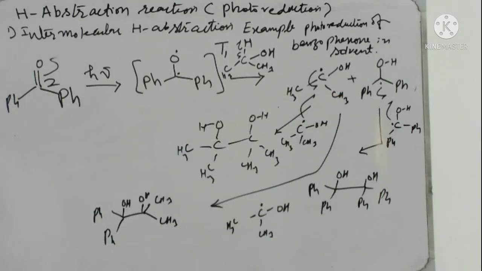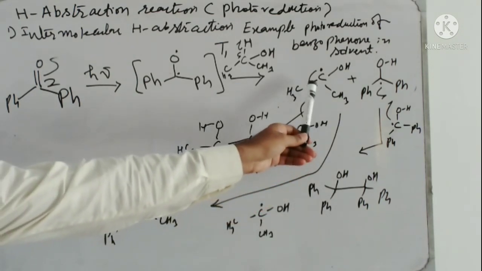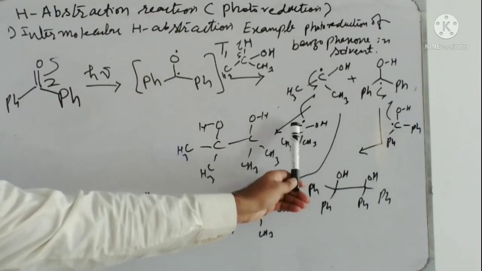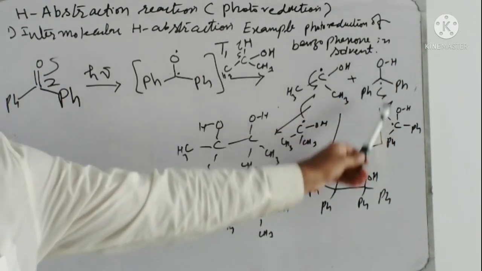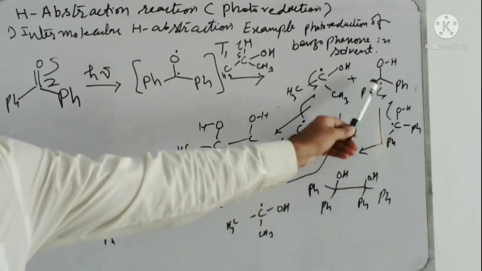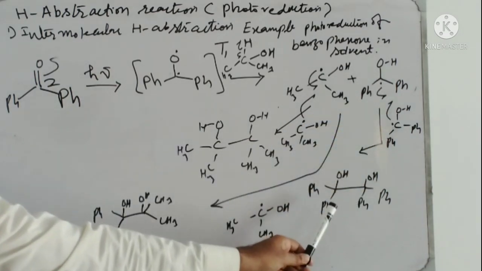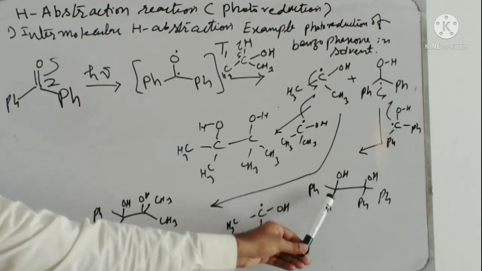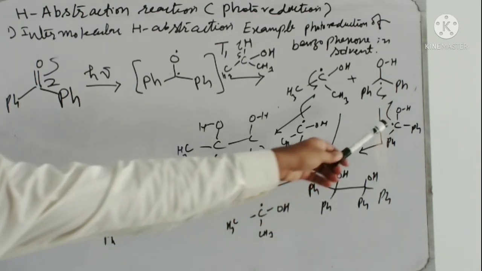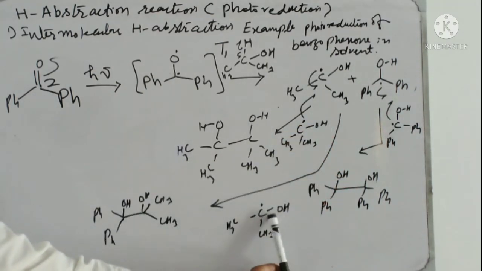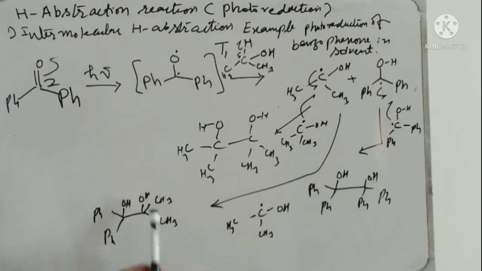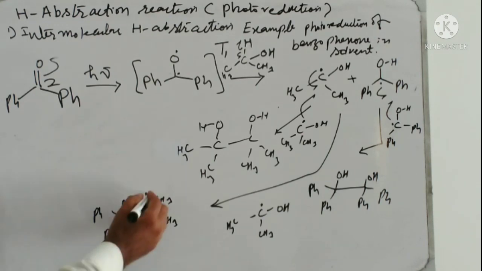Now there are four possibilities here. First, if this radical combines with the same radical, we get this type of diol. If this radical combines with this, we get the benzopinacol product. And if this radical combines with this radical here, we get on one side this 2-phenyl and on the other side this 2-methyl. So we get this type of diol.